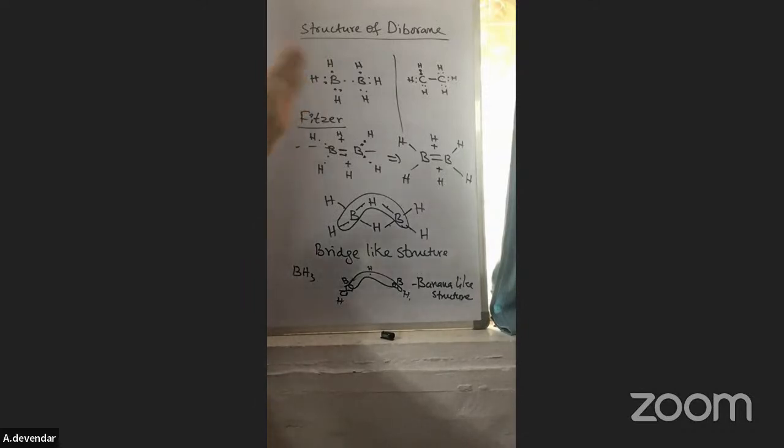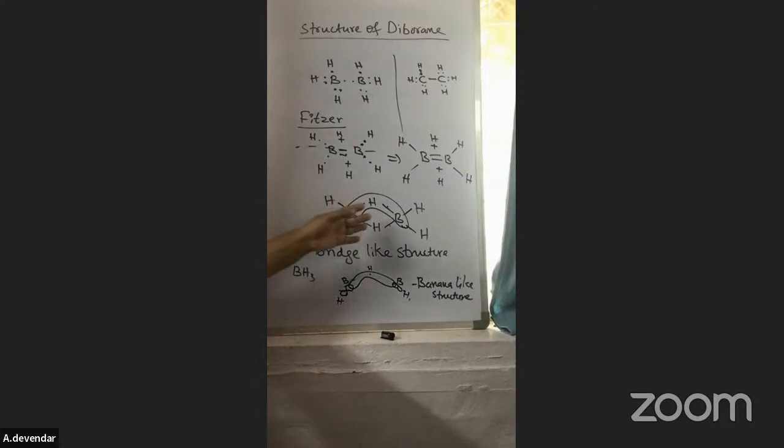structure. What is the structure of diborane? Because the structure of diborane indicates it requires 14 electrons, but instead of 14 electrons, diborane has only 12 electrons. That's why it is an electron deficient compound. So many scientists derived structures. It may be an ethane-like structure, but it is not. Fitzgerald took it as a double bond structure. It is also not correct, but lastly they concluded it is a bridge-like structure.